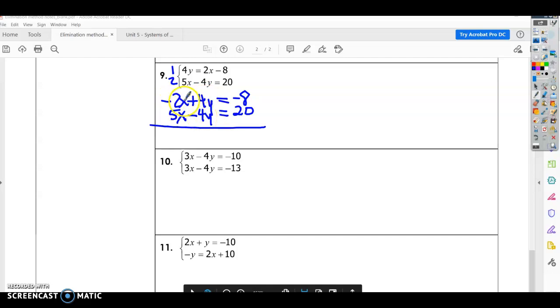So -2x plus 5x is 3x. This one's going to eliminate. And then -8 plus 20 is positive 12. Divide by 3.